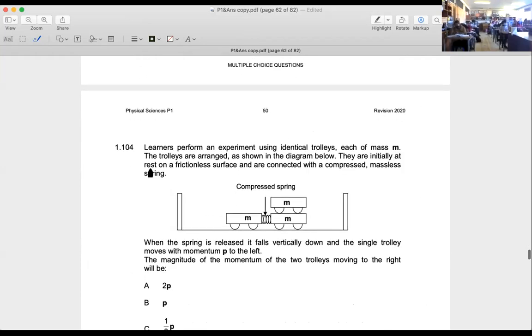Okay, here's a momentum problem. 104. Learners perform an experiment using identical trolleys, each of mass m. The trolleys are arranged as shown in the diagram below. They are initially at rest on a frictionless surface, connected with a compressed massless spring. There's 2m, there's m. When the spring is released, it falls vertically down and the single trolley moves with a momentum p to the left. The magnitude of the momentum of the two trolleys moving to the right will be.